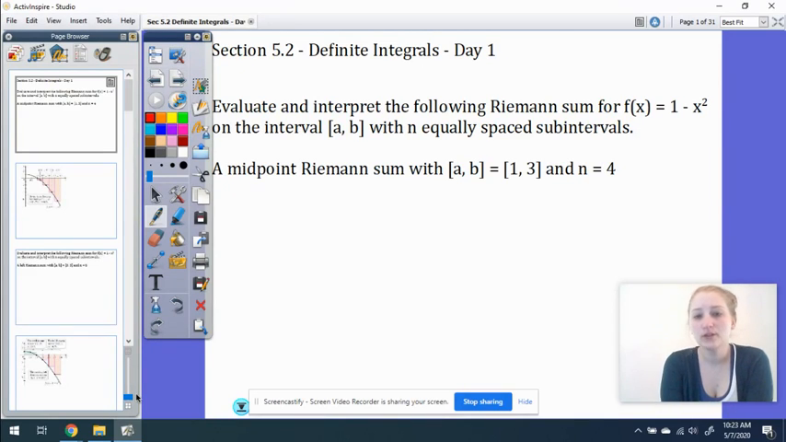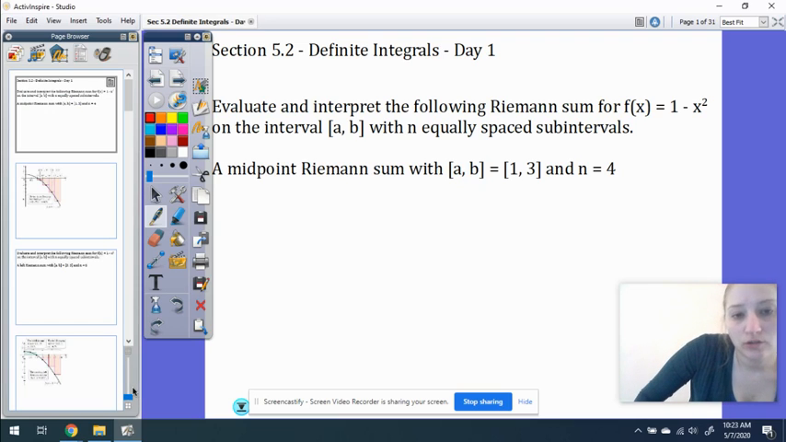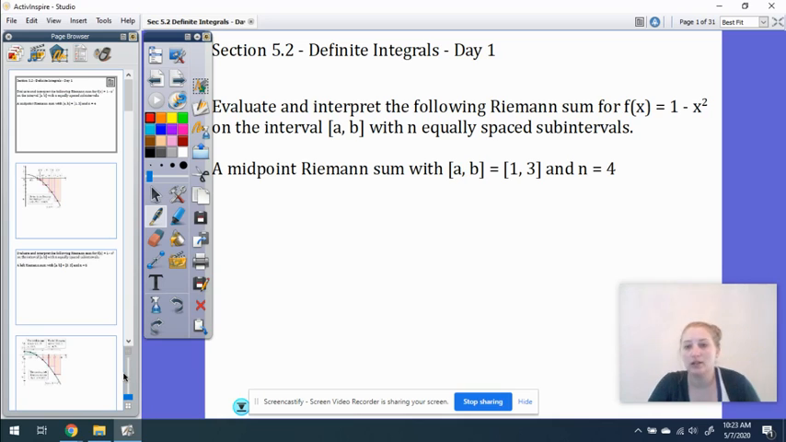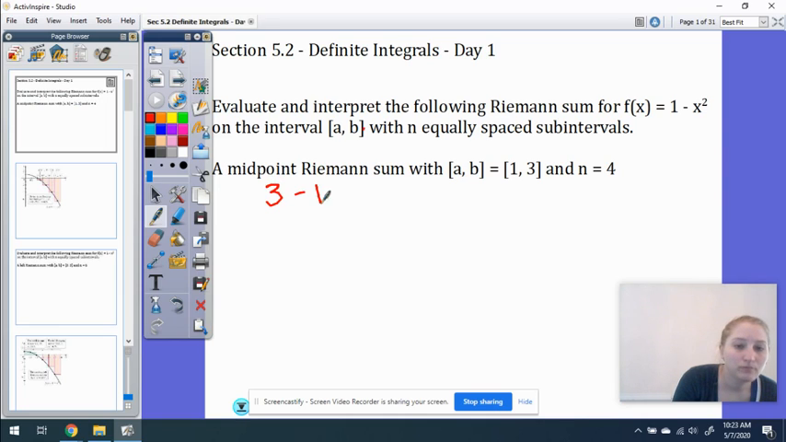Okay, so section 5.2. We're going to start with looking at our Riemann sums again. It wants us to use the midpoint, and we've got 4 subintervals in this case. Since my values are 3 and 1, I can subtract them and divide by how many subintervals I have, which gives me 1/2. So my change in x, my length, is 1/2.